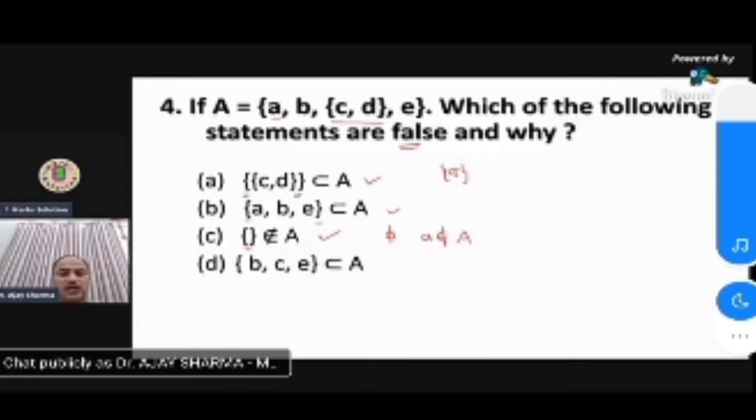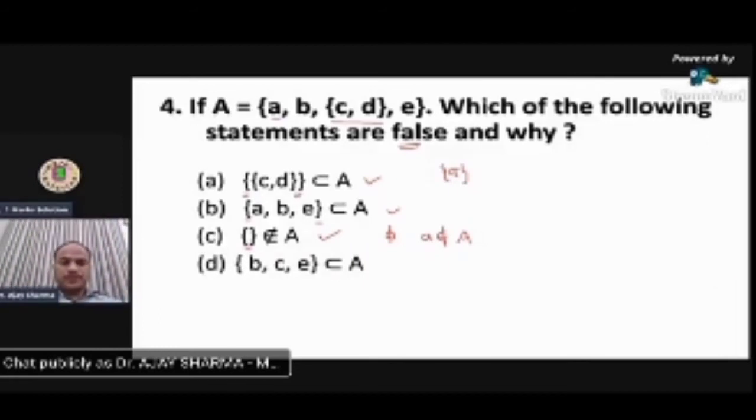B, C, and E. This B is an element of this set. Okay, E is also an element of the set, but C is not an independent element of the set A. Look at this, this is actually an element in a different set, C comma D. Fine, so this is the wrong thing. That is what is required in this question.